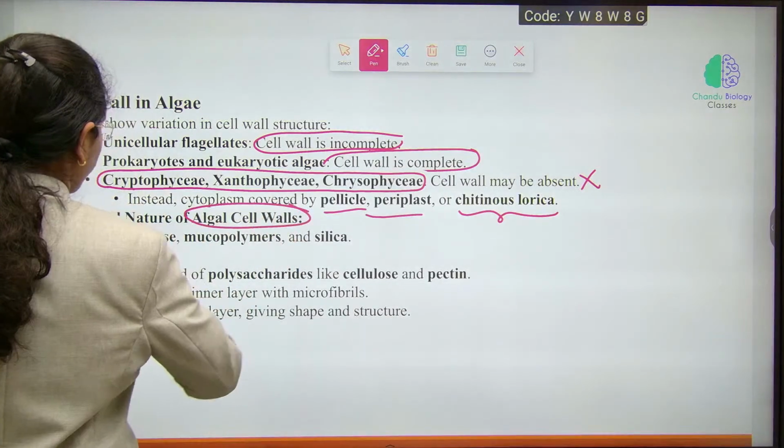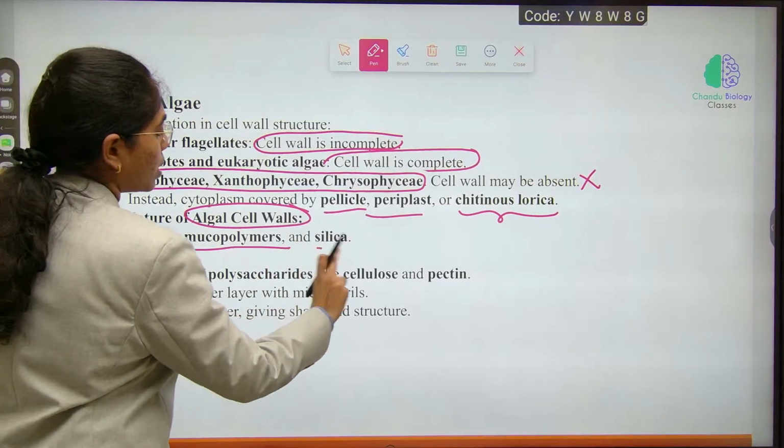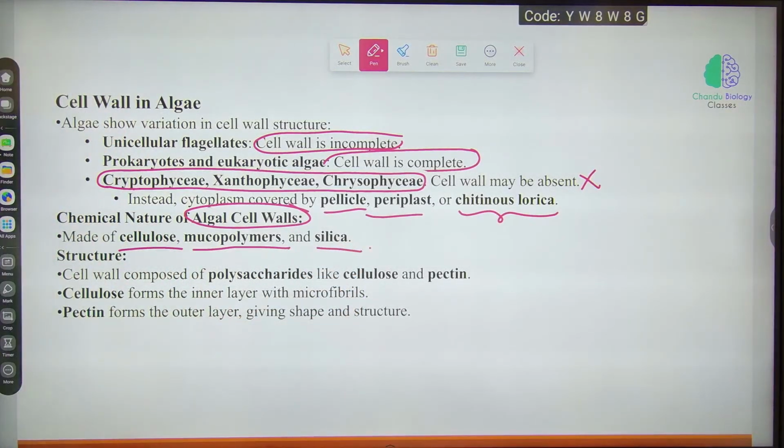Next, chemical nature of algal cell walls. What is the chemical nature of algal cell walls? It is made up of cellulose, mucopolymers and silica. Structure, if you see, cell wall is composed of polysaccharides, cellulose and pectin. Cellulose forms inner layer with microfibrils. Pectin is forming outer layer in structure.